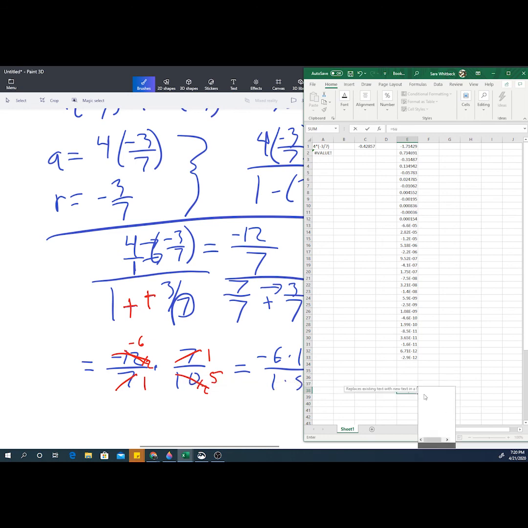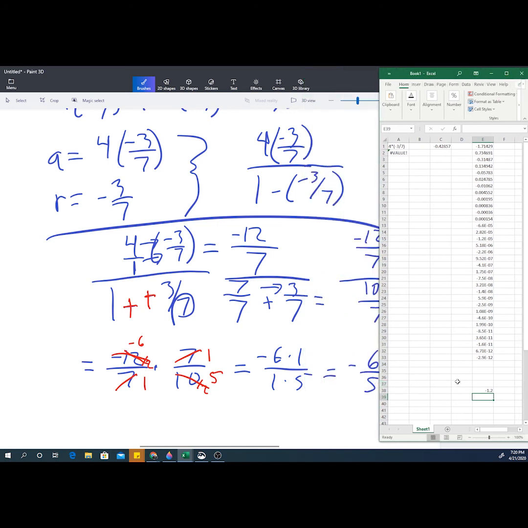Okay, so I'm going to take the sum of this, and I get this number here. Now I got negative 6/5. One's a fraction, one's a decimal. If you really want to see if they equal each other, take equals negative 6 divided by 5. And there you go. Same thing both times.